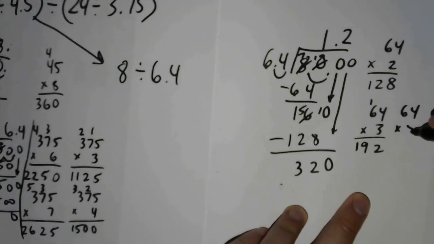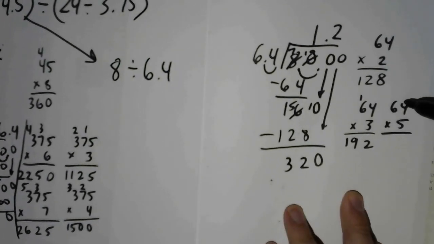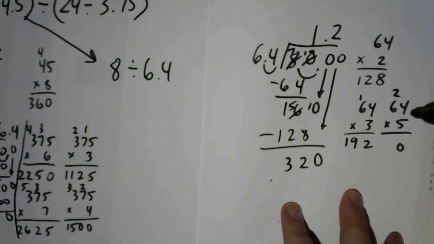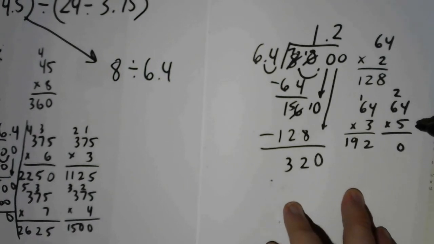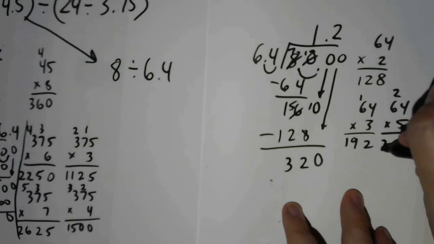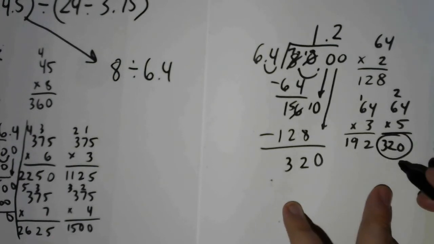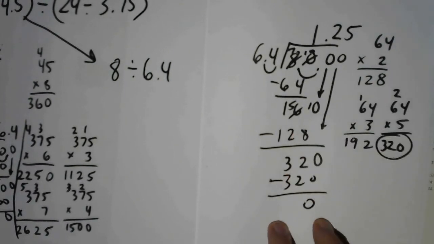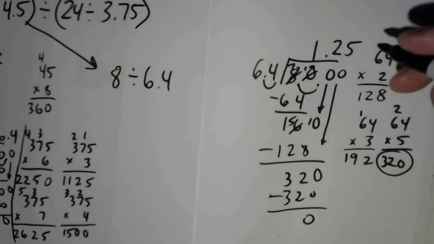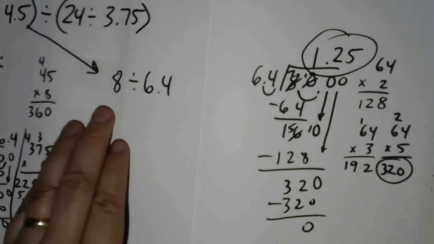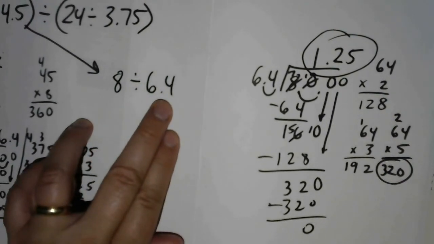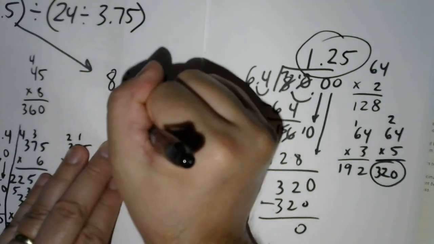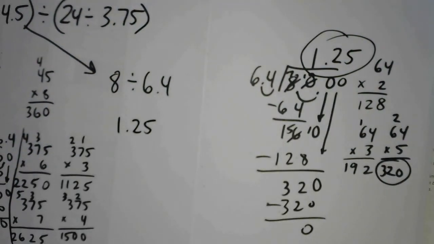64 times 5. 5 times 4 is 20. 5 times 6 is 30 plus 2 is 32. Ding, ding, ding. 320. So I get a 5 there. 320. Subtract. There's my lovely remainder. So my answer to the whole problem, 8 divided by 6 4/10, is 1 25/100. Guys, that is crazy amount of time we just spent on this, but it's all so worth it.